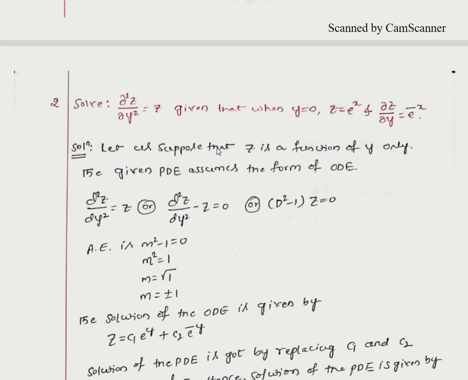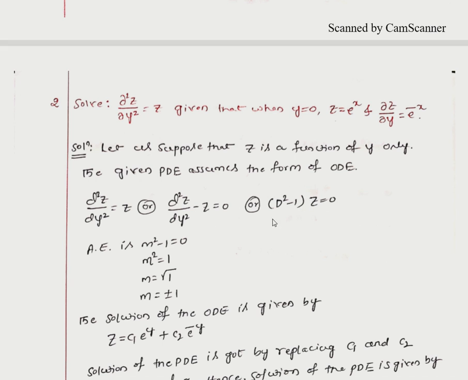Therefore let us suppose that z is a function of y only, and the given PDE assumes the form of ODE. Therefore dou is there, therefore we can write d. Therefore d square z divided by dy square, that is equal to z, or d square z divided by dy square, shifting this term, minus z, that is equal to 0. Here in these two terms, that is a constant, take it outside. What is d square divided by dy square? That is capital D square. Here capital D is equal to d by dy. Here z is a common term, therefore D square minus 1, into z, that is equal to 0.